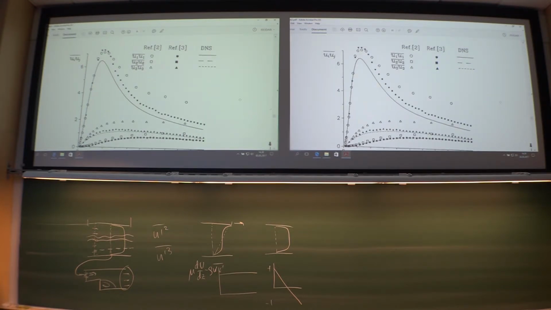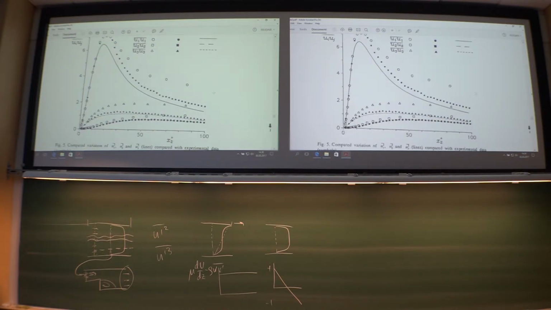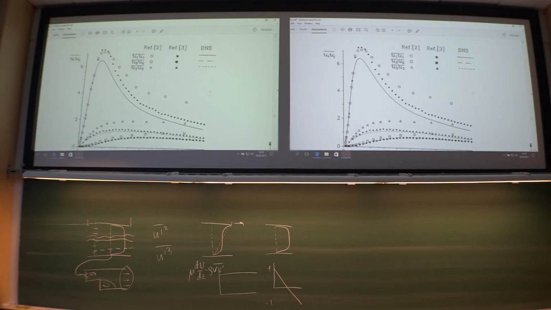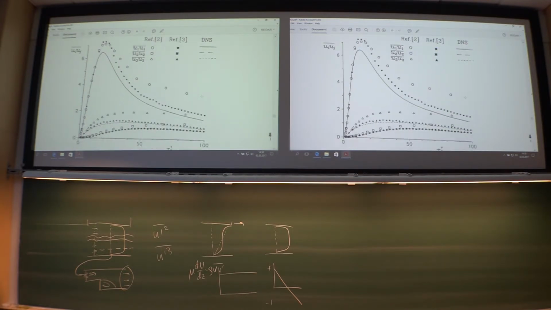So here are some of the results. The intensities, u square, v square, w square, compared with some experiments. And well, it doesn't look too bad actually. Some of these experiments are a little higher in value, but still we speak the same language at least.